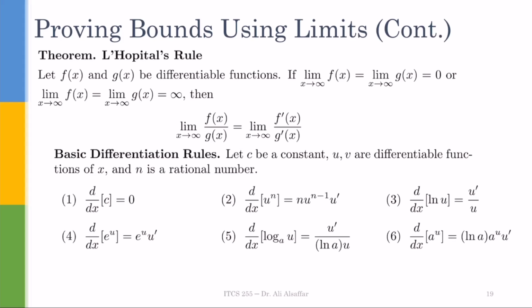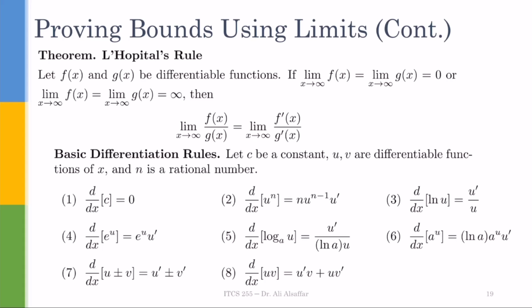Now if we have a constant a raised to power a function, then the derivative is equal to ln a multiplied by this constant raised to power this function multiplied by the derivative of the function. Now the derivative of the sum or difference between two functions is equal to the sum or difference between their individual derivatives.